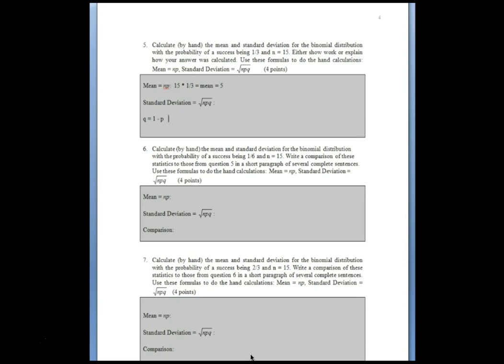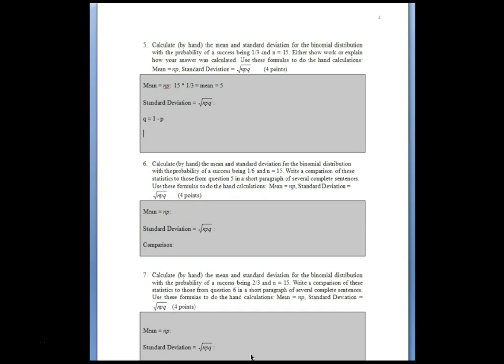Now remember, q is just the complement of p. So 1 minus p is going to be 1 minus 1/3, and that leaves us with 2/3. So now we have the total of probability, which is always 1 or 100%. So we have 2/3 and 1/3. We have p, we have q, and we have n. So we can find the standard deviation. So the square root of n times p times q will give us our standard deviation.